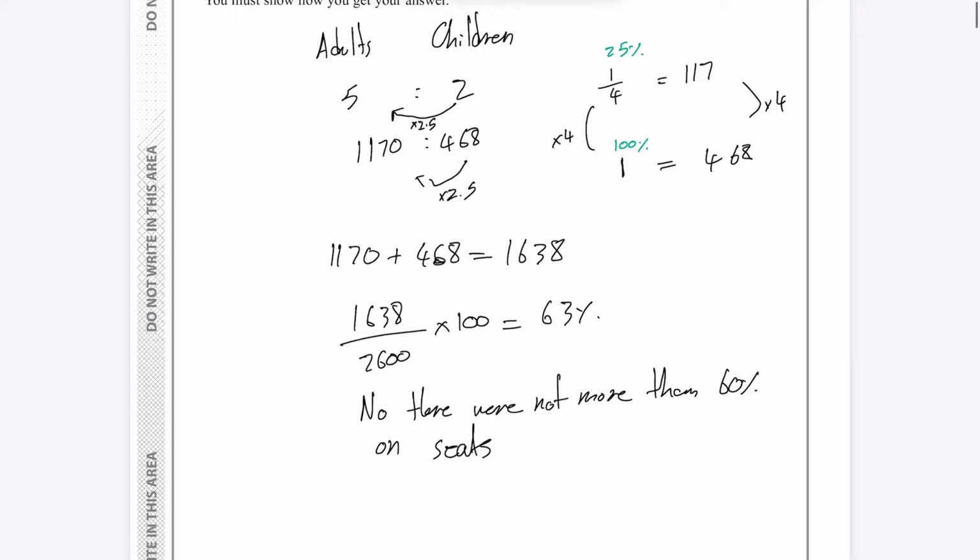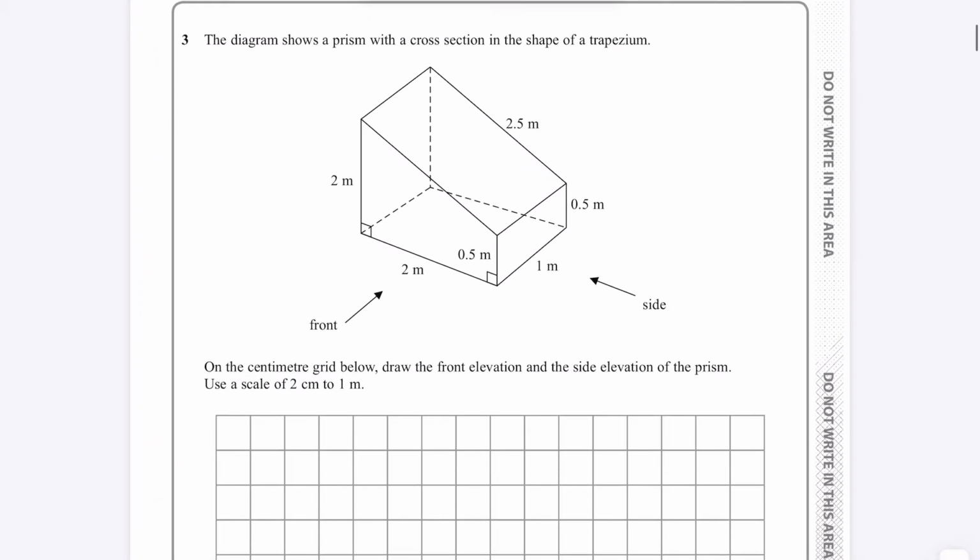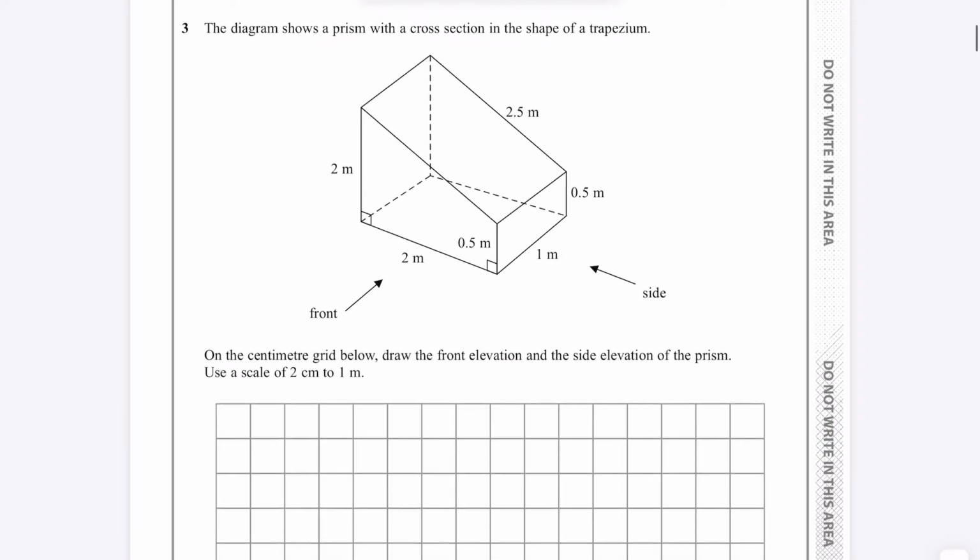Moving on to question 3. The diagram shows a prism with a cross-section in the shape of a trapezium. So we've got the front elevation, we've got the side elevation. On the centimeter grid below, draw the front elevation and the side elevation of the prism. Use the scale 2 centimeters to 1 meter. So the front elevation, if I just quickly grab my highlighter, is this here, and that there. So that's the front elevation.